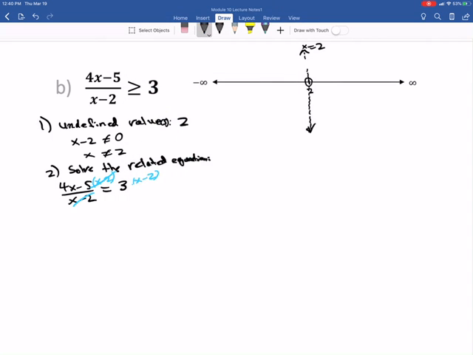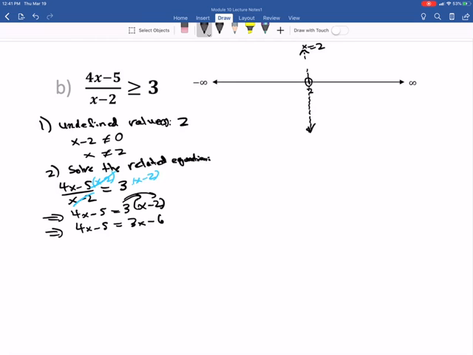So we're looking at our function now. We've got 4x minus 5 equal to 3 times x minus 2. So we multiply both sides by the LCD. So let's solve the linear equation. Now we've got x out of the denominator. Let's go ahead and distribute. 3 times x, 3x, 3 times negative 2, negative 6.